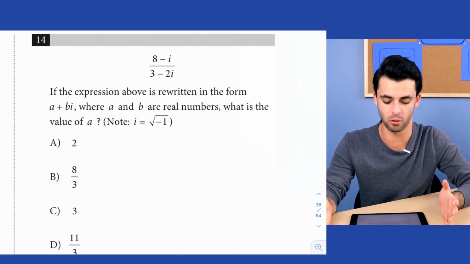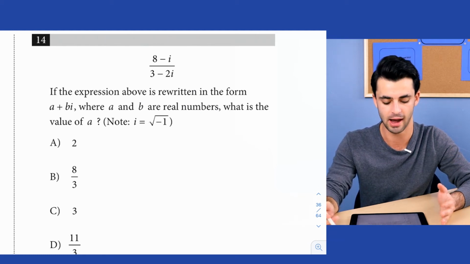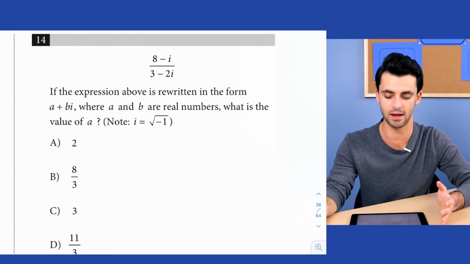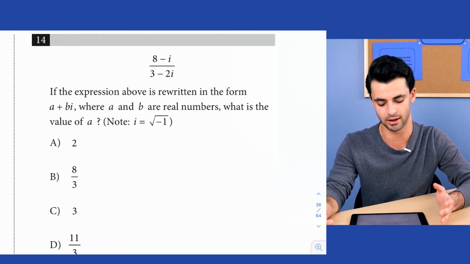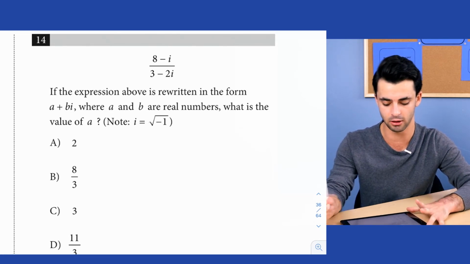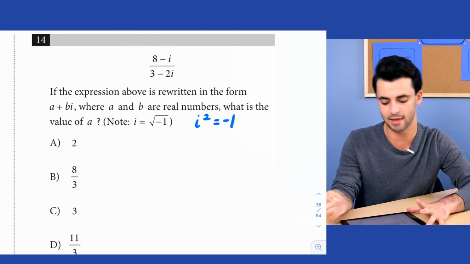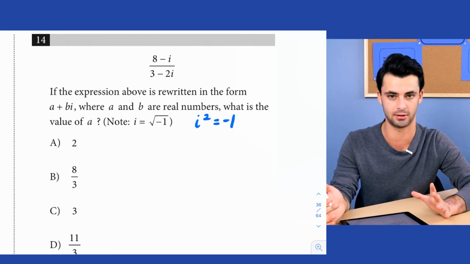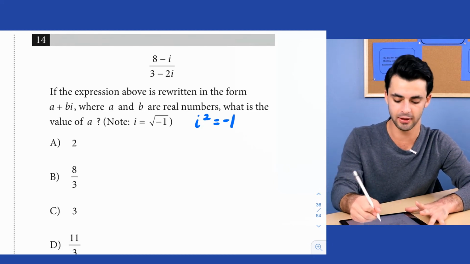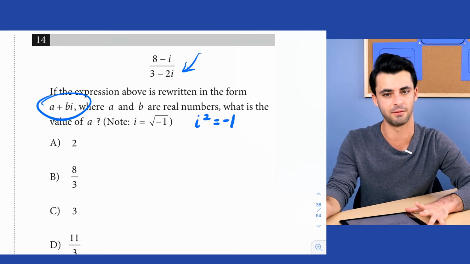Taking a look at question 14 now, it gives us the expression 8 minus i over 3 minus 2i, and says if the expression above is rewritten in the form a plus bi, where a and b are real numbers, what is the value of a? Note i equals the square root of negative 1. Well, from the note here, all we need to know is that i squared equals negative 1. And that's so important whenever we see a complex numbers problem. But how the hell are we going to get this expression up here in the form a plus bi? Let's go ahead and figure that out.